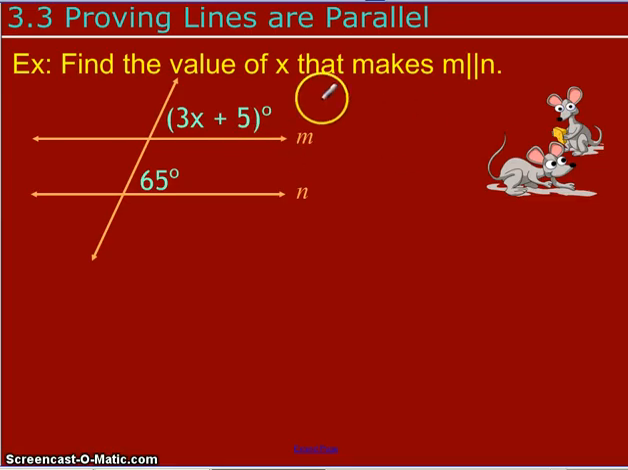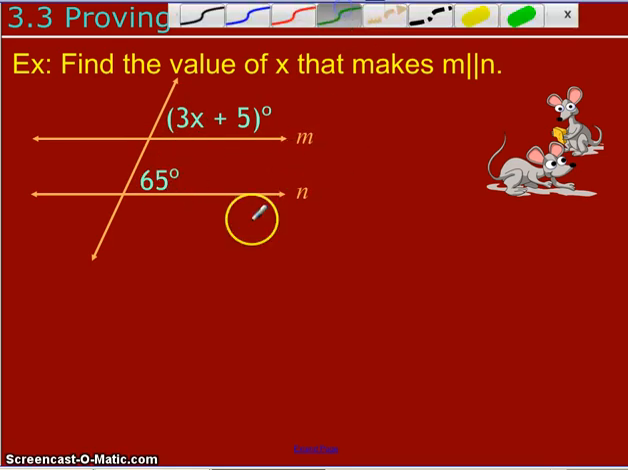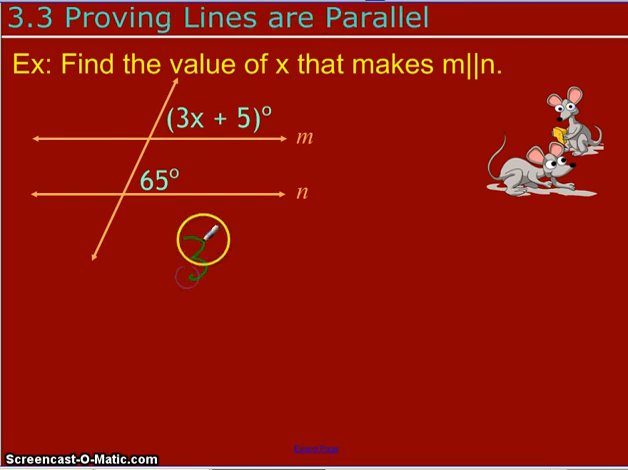Let's move on. Another type of problem that we can do with these is we can set them up where we can find a value of x that would make M and N parallel to each other. So we're just going to solve this one real quick. Notice that they're corresponding angles, so if these two lines would be parallel, then these two angles would have to be congruent. So I'm going to put 3x plus 5 equals 65.